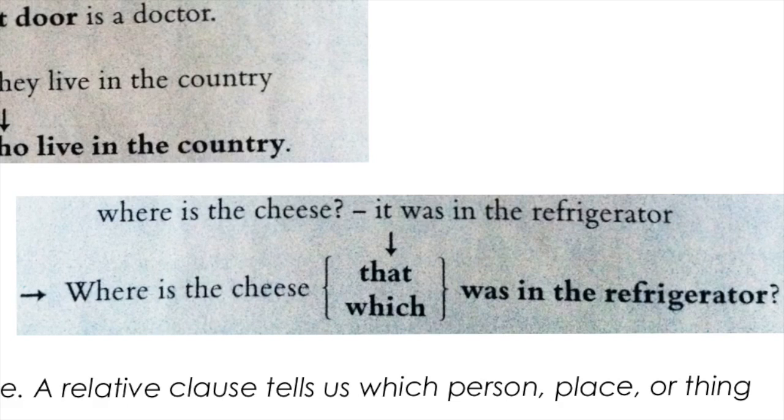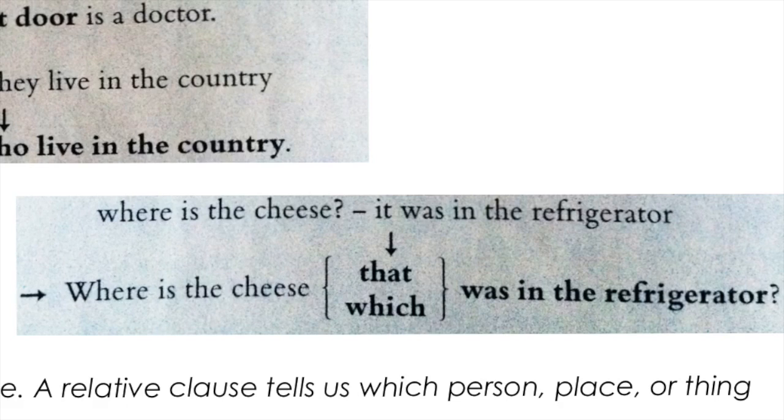Here we have another example, and it's a question. There's two ideas here, two clauses. Where is the cheese? The cheese, or it, was in the refrigerator. How can we connect this? Well, as you can see in these examples, where is the cheese that, which, was in the refrigerator. So you can choose that or which to make the question and connect them together. We take away it and we replace it with that and which. And this will make one longer sentence, and it will tell you more about the cheese that you didn't know before in this one clause.